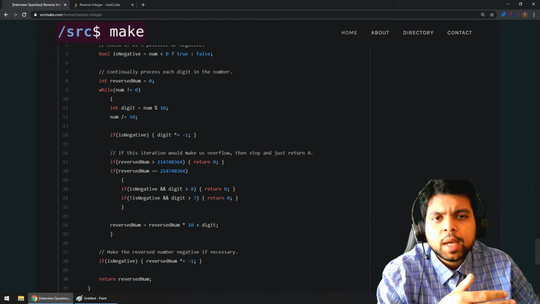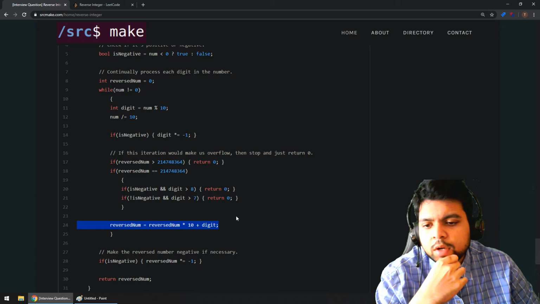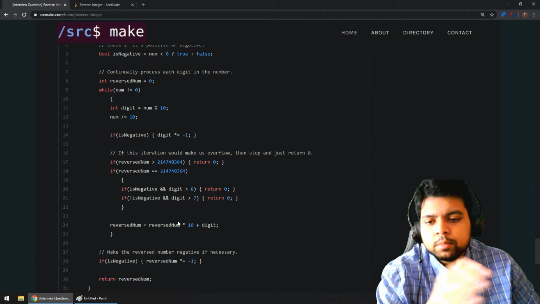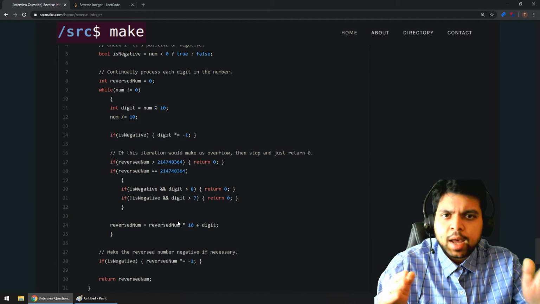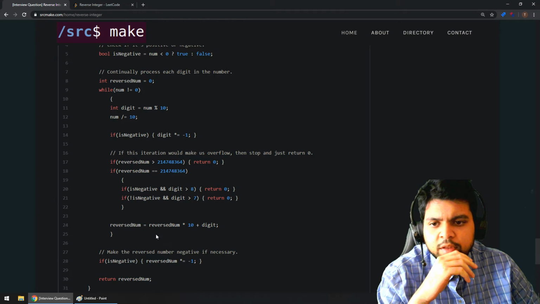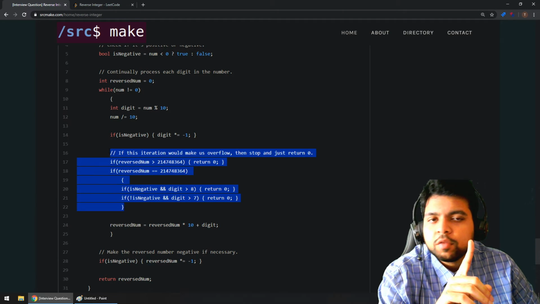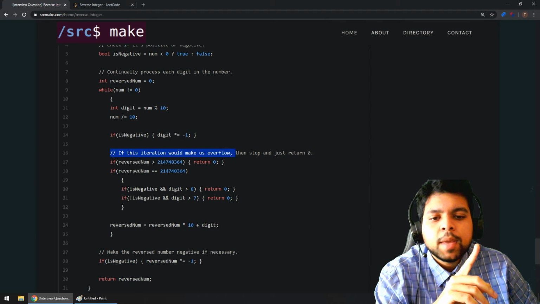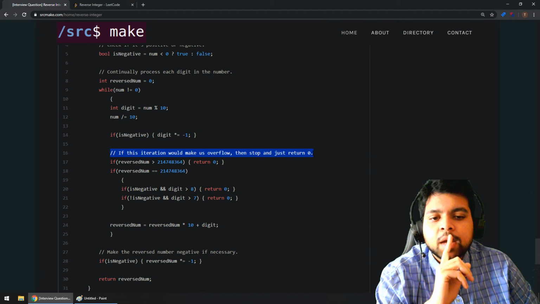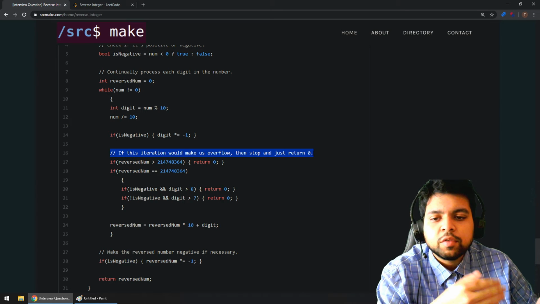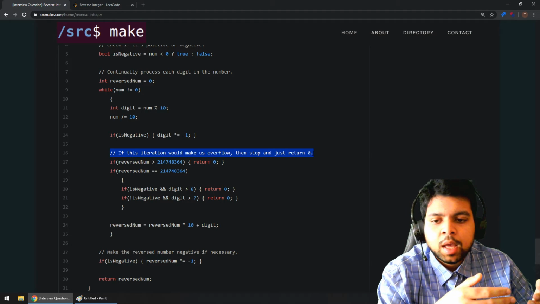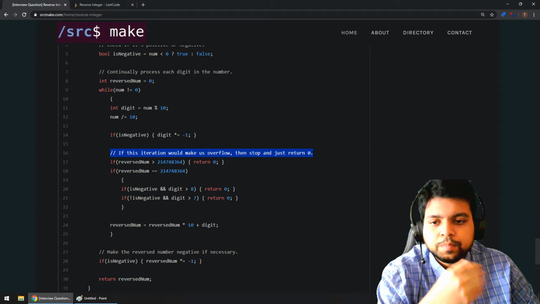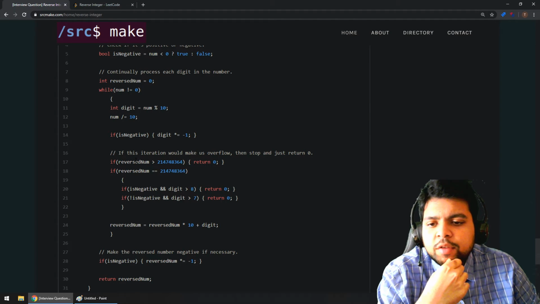Then this line of code right here is the exact same. Just shift everything in the reverse number over and then add that new digit that we just added if everything works out. But we handle the overflow right here. If this particular iteration would make us overflow, then we stop and return 0. We have to handle the overflow right here, right now, before doing any addition to our reverse number. So if the reverse number is greater than this value right here, then return 0.